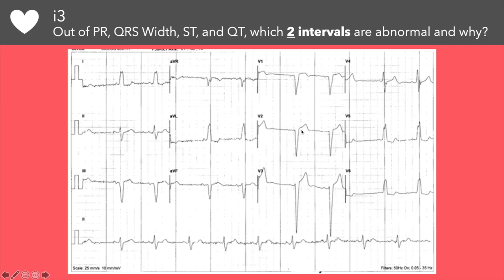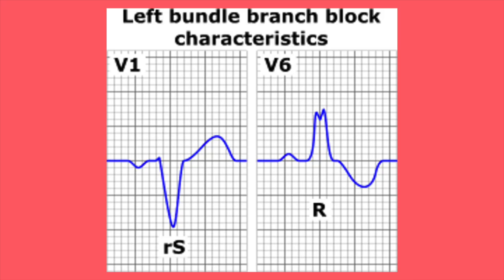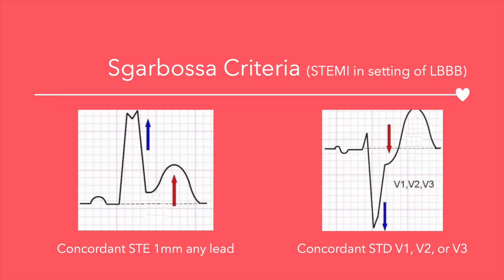On the flip side, if there is a QRS in the same direction as the ST elevation or ST depression, this would be abnormal and could be an MI. In the same direction is called concordance. There's criteria called the Sgarbossa criteria that can help you determine whether or not there may be a STEMI in the setting of a left bundle branch block. This is a review of what the left bundle branch block looks like. We see bunny ears in V6, the left-sided lead.